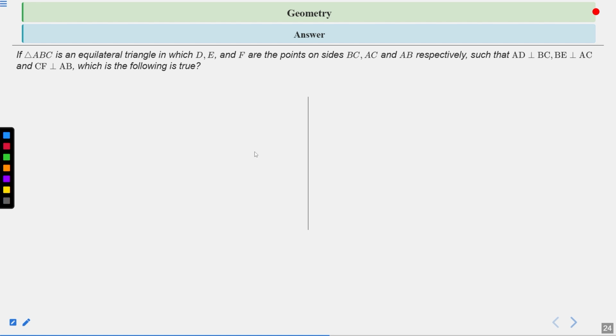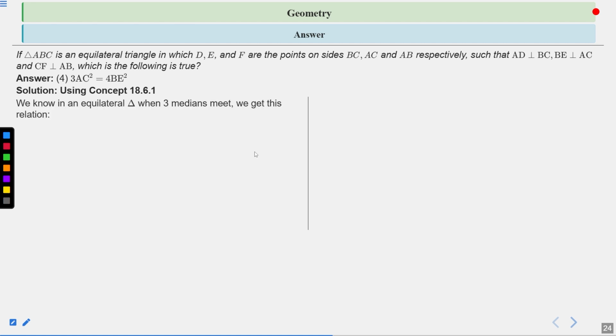So if triangle ABC is an equilateral triangle in which D, E, and F are the points on sides BC, AC, and AB respectively, such that AD perpendicular to BC, BE perpendicular to AC, and CF perpendicular to AB, which of the following is true? So we can calculate it. The correct answer of this question is the fourth one, which says that 3AC square equals 4BE square. Now see the detailed solution using concept 18.6.1 in this question.